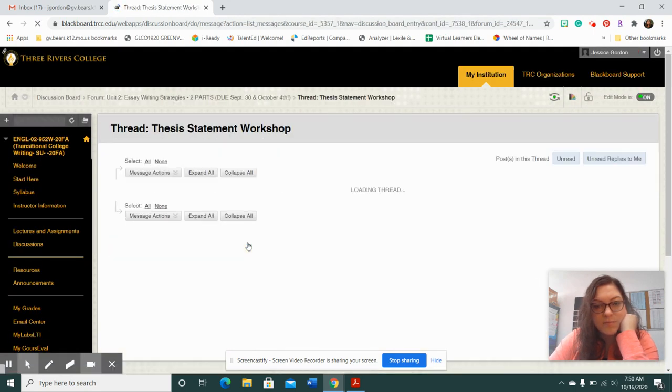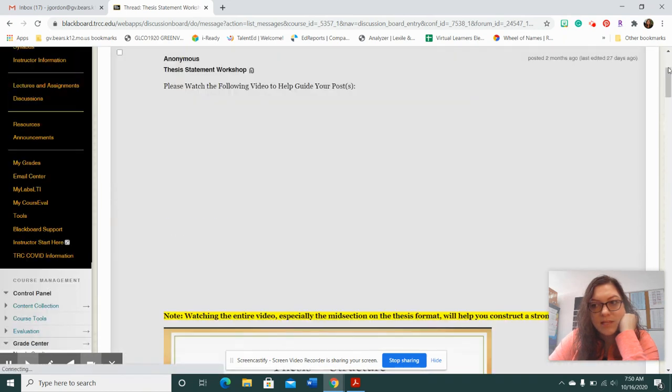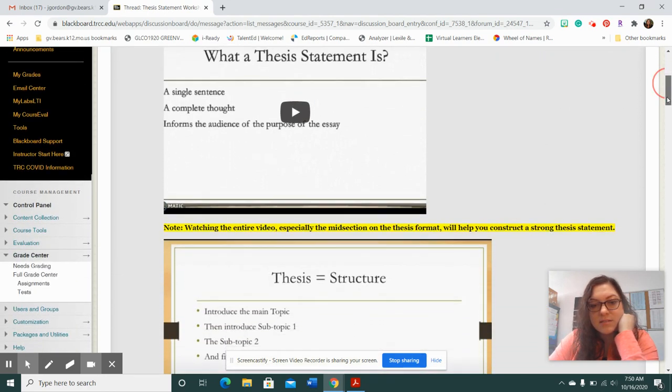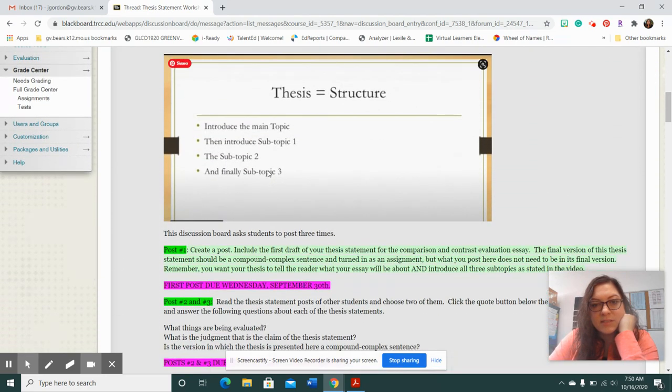thesis workshop. And I can see everybody's stuff in there. There was a video I shared on exactly how to write a thesis. This is helpful. This is a big part. Your thesis is an introduction of the topic and then 3 subtopics. So you have to be talking about one concept and then breaking it down into 3 points.